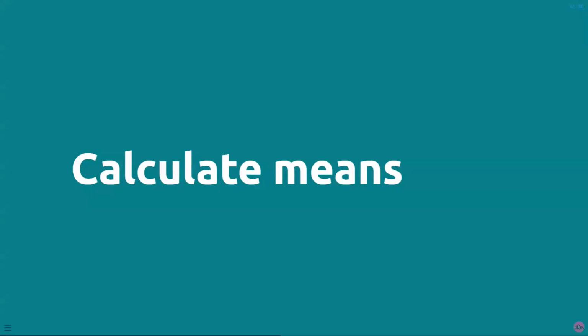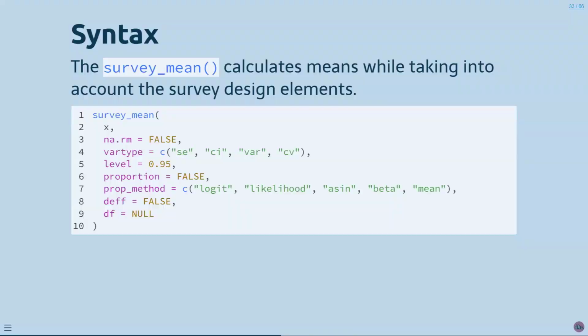So now that we have our design object set up, let's get into the fun stuff of actually calculating some means. So the function that we're going to use is the survey_mean function. And so this is going to calculate our means while taking into account that survey design object that we just created. And so there are similar things to what you've probably seen from the regular mean function. So we have our variable x that we're going to call in there, na.rm equals false or true. So whether or not we're including missing values in there or not.